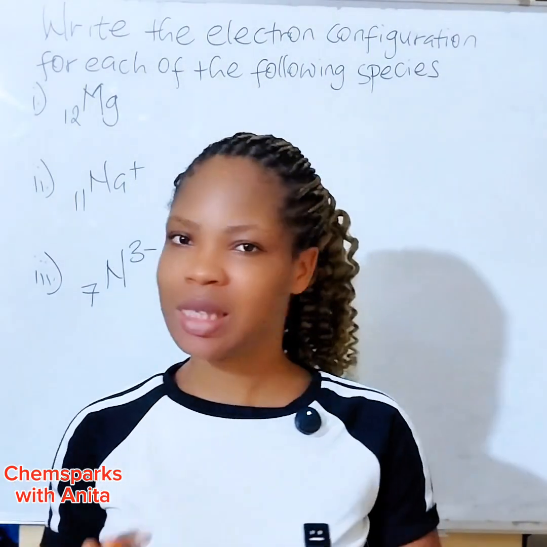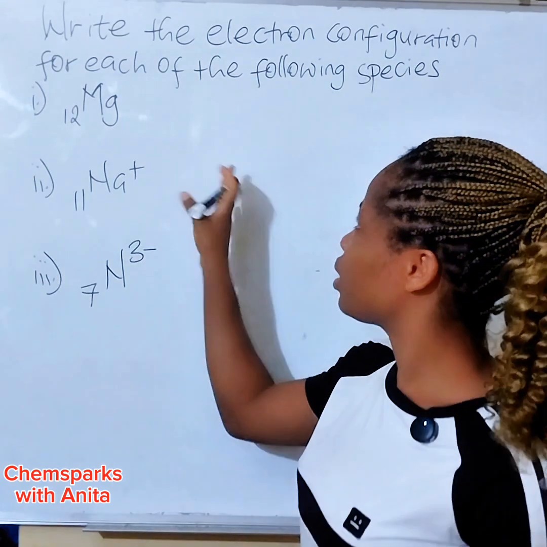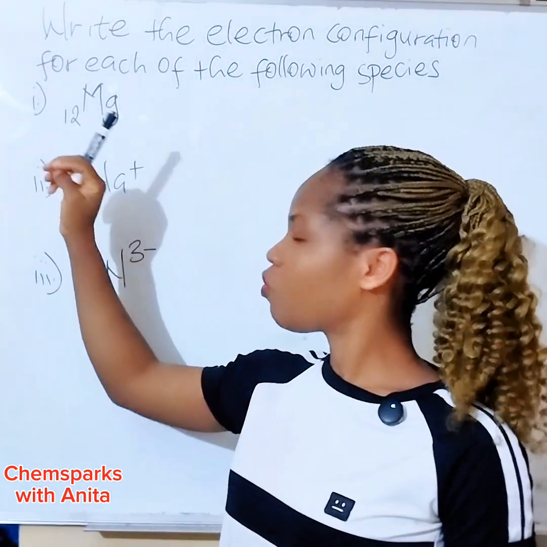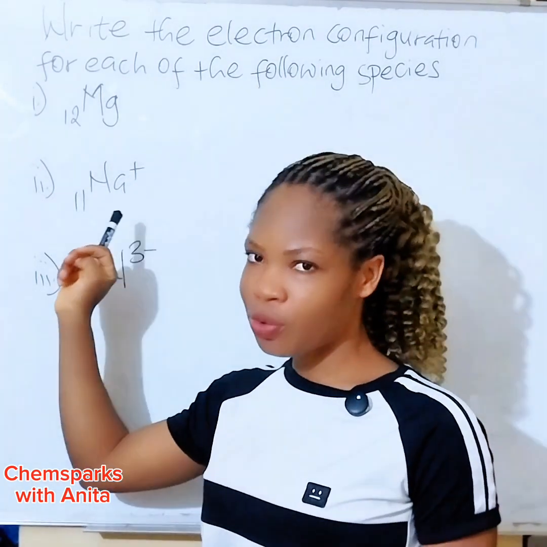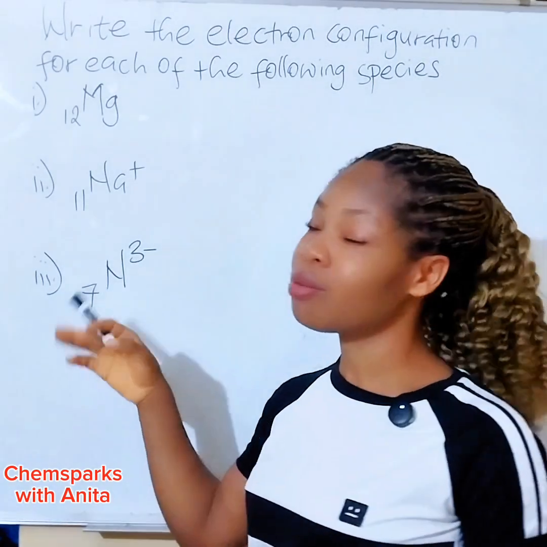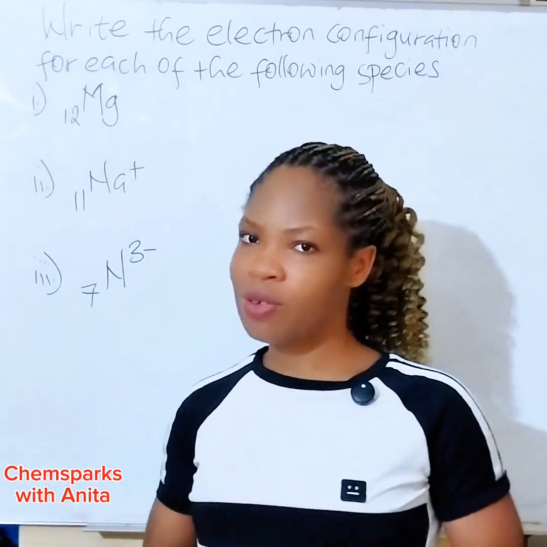And for this episode, we'll be solving this question on the board. The question says, write the electron configuration for each of the following species. The first one is magnesium atom. The second one is sodium ion. The third one is nitrogen ion, or you call it nitride, okay? It's called the nitride ion.